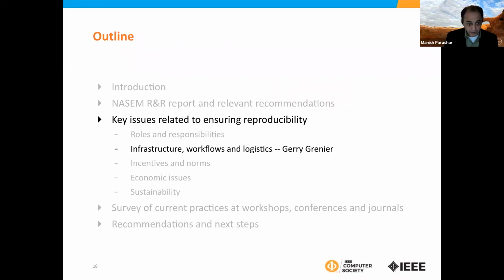Thank you, Mike. The next issue that we discussed was aspects related to providing infrastructure, workflows, and logistics support to really support reproducibility. And I'll turn it over to Jerry Grenier.